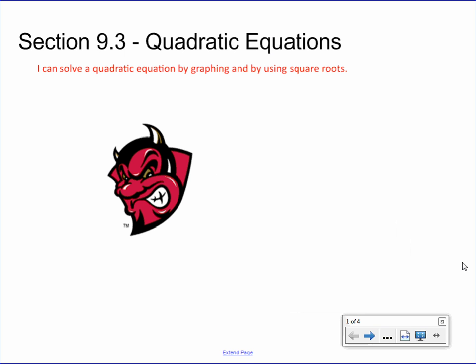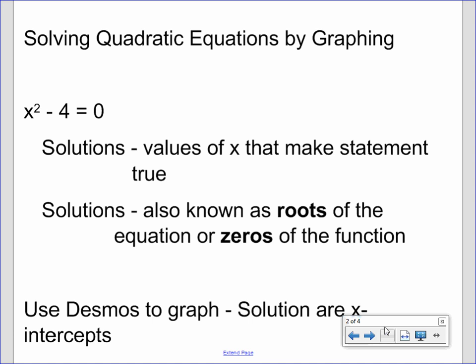Today we're going to be looking at section 9.3, which is quadratic equations. Hopefully by the end of this section you can say, "I can solve quadratic equations by graphing or by using square roots."